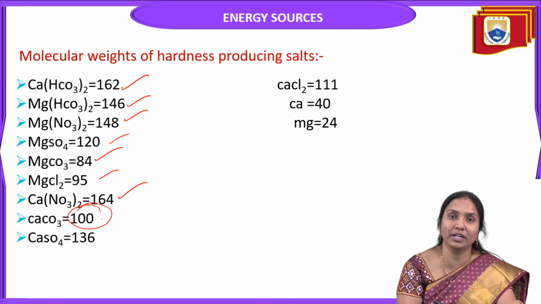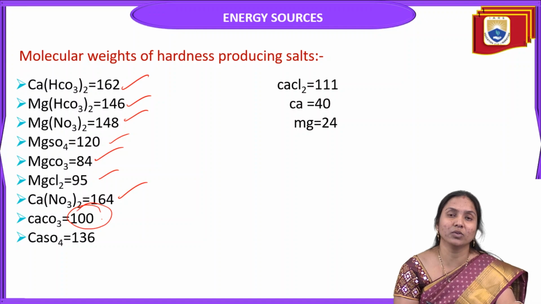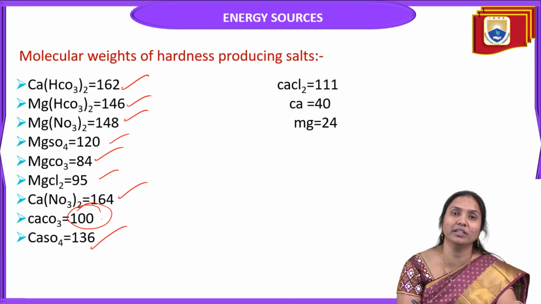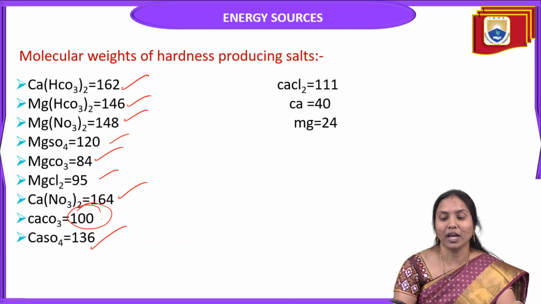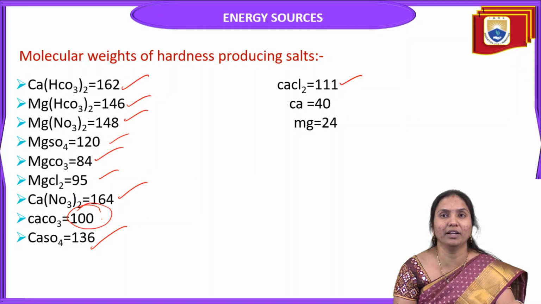As we just discussed, calcium carbonate molecular weight is 100 and equivalent weight is 50, so it makes calculation very easy. That's why all the hardness causing salts are converted into CaCO3. Calcium sulfate molecular weight is 136, calcium chloride is 111, calcium 40, magnesium 24. These are the molecular weights of hardness causing salts or hardness producing salts.